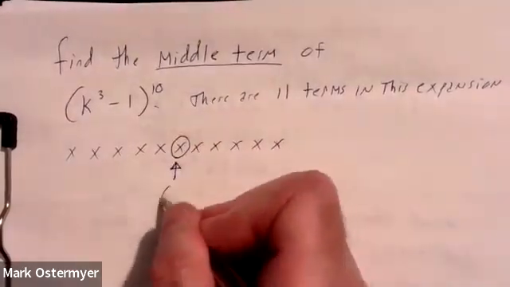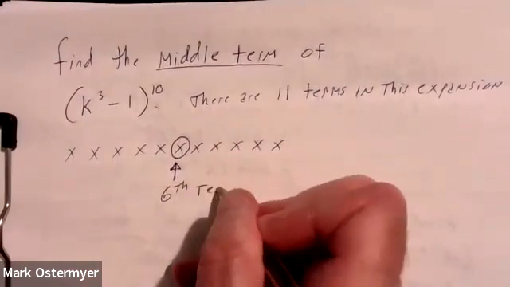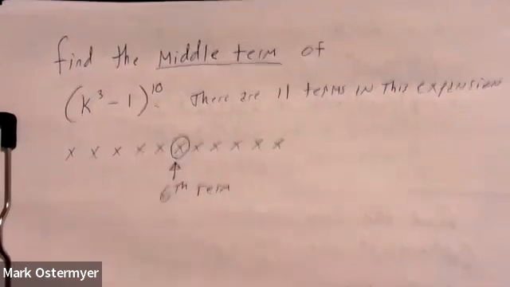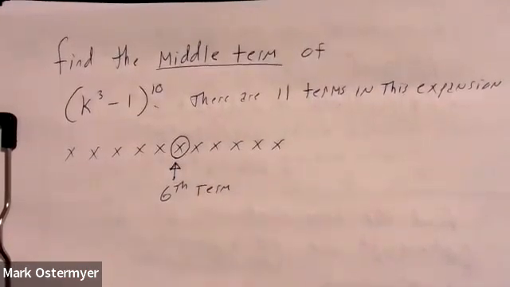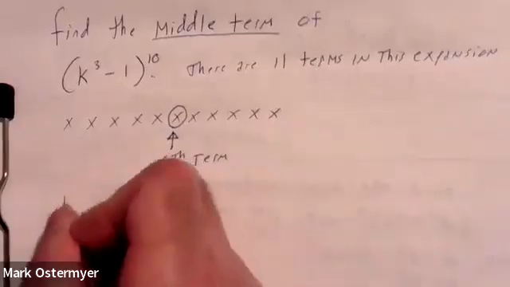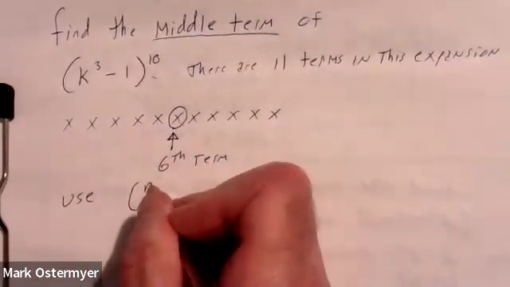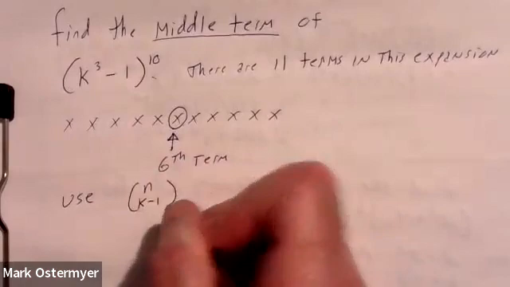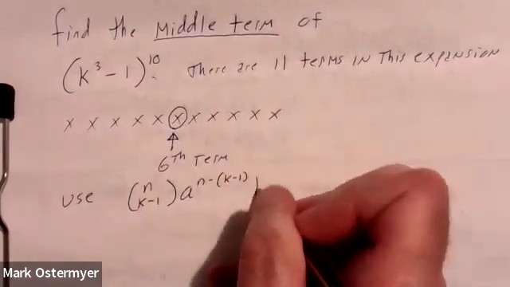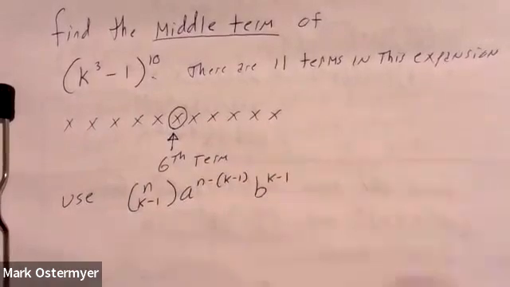The middle term, ladies and gentlemen, is really the sixth term. Isn't that true? 5 on the left, 5 on the right. That's the middle term. So we really need to find the sixth term of this expansion. That's really what's going on here. So to find the sixth term of this expansion, we are going to use, you guessed it, the formula we developed. This is the formula that will enable us to crank out the sixth term, which is a heck of a lot quicker than if we were to actually expand that all out.